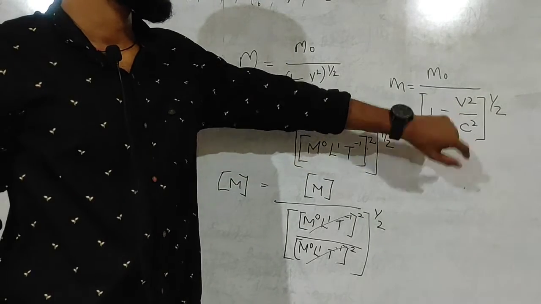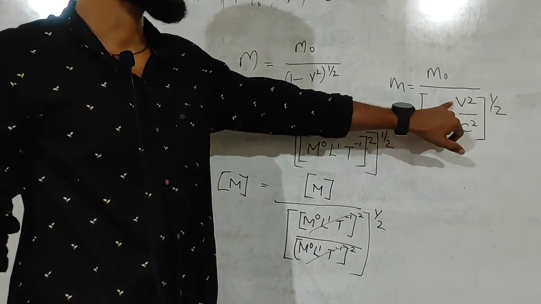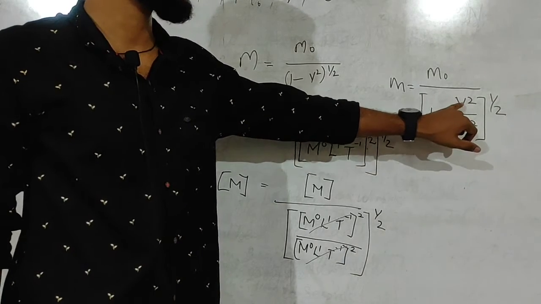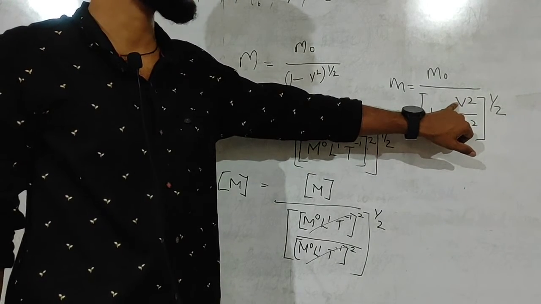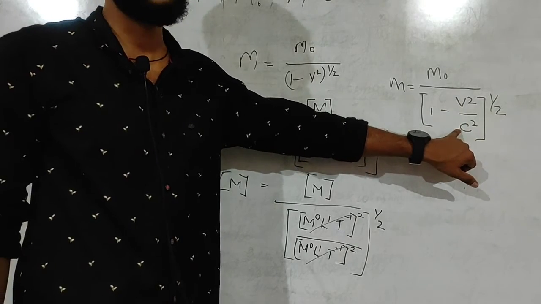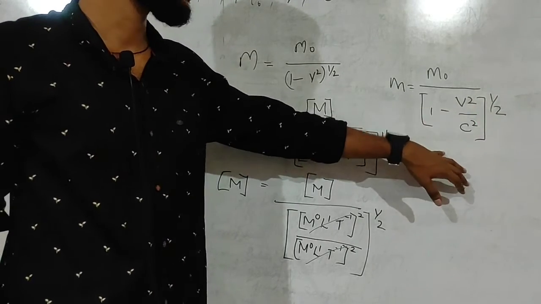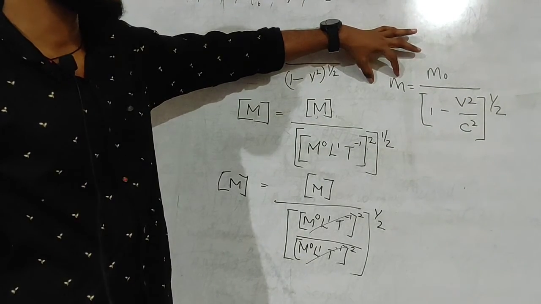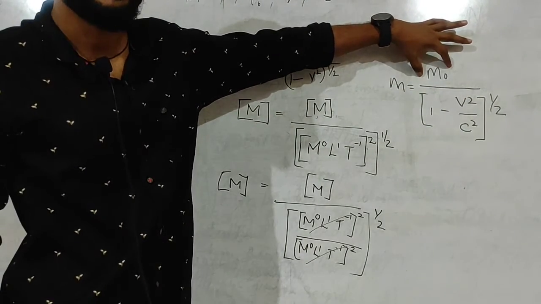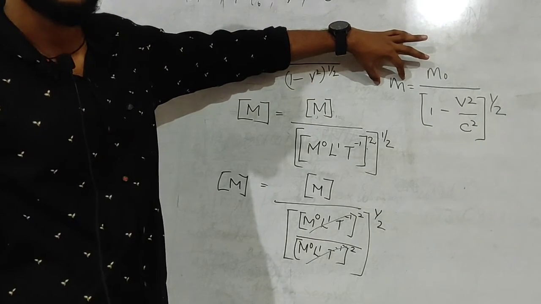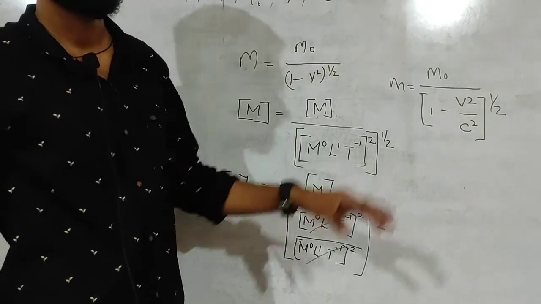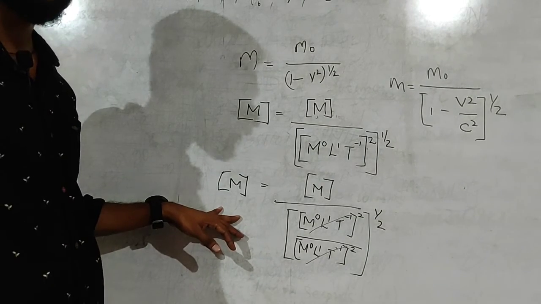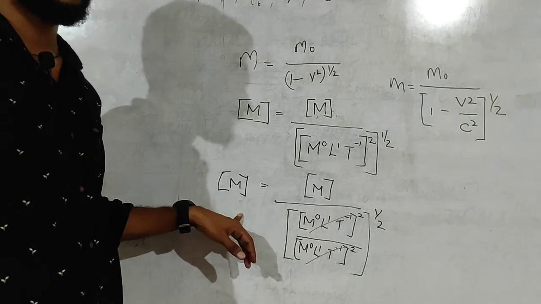The dimensional formula of v square and c square are the same, because v and c are velocities. v is the velocity of the body and c is the velocity of light. Both are velocity values, so they will cancel each other and remaining will be m on the left hand side and m0 on the right hand side. Both have the same dimension of mass, and then the equation will become valid on the basis of dimensional analysis.